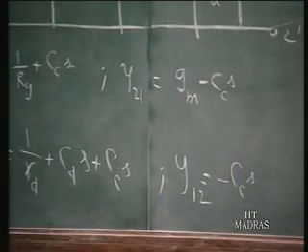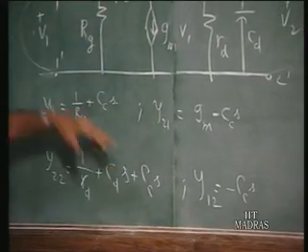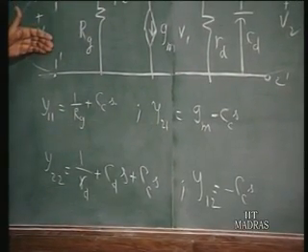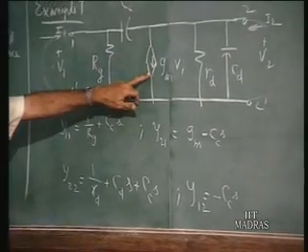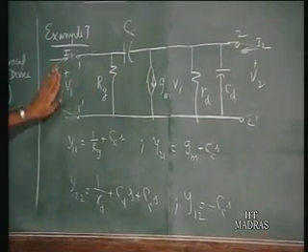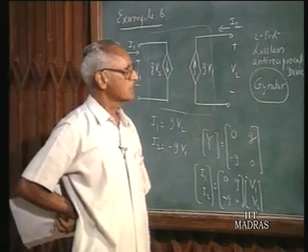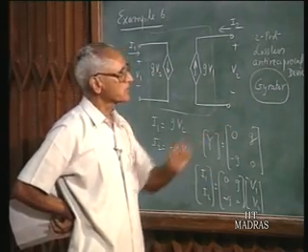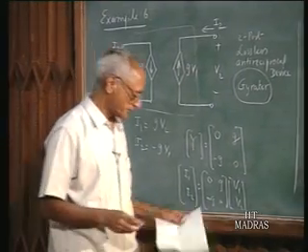Notice here once again, Y12 is not the same as Y21. This is because this is not a reciprocal two-port network, because of the presence of the control source GMBM. So when we have control sources present, then reciprocity relations will not be valid. This is an active two-port network, and reciprocity is not valid.